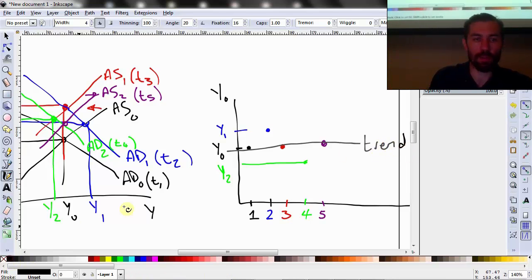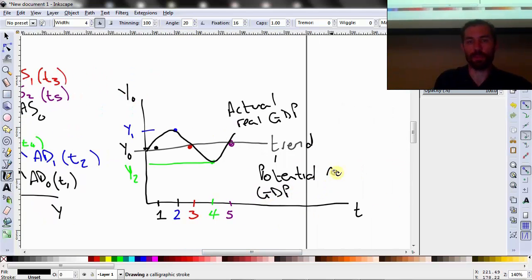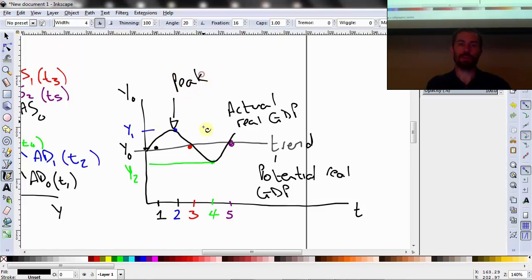And what has happened around the trend? Here's our actual real GDP. And the trend, of course, is our potential GDP. Potential real GDP, of course. So we've got fluctuations about the trend. This would be called a peak. This would be called a trough.